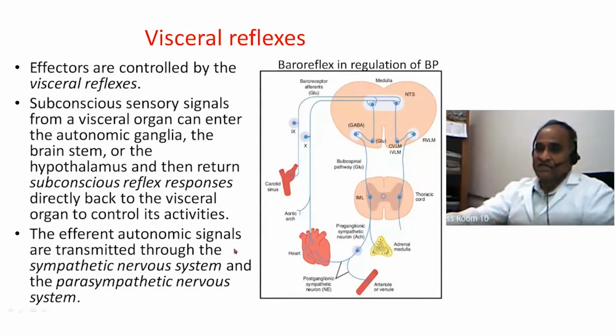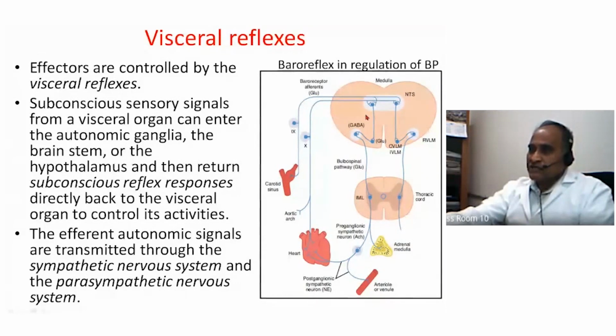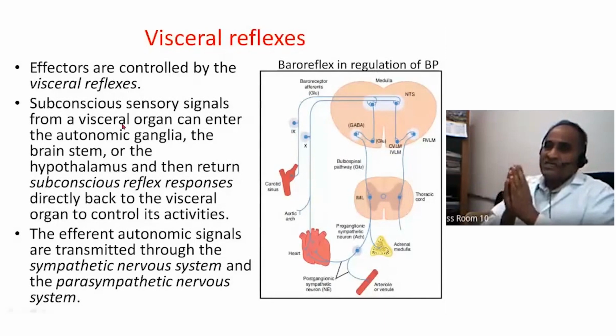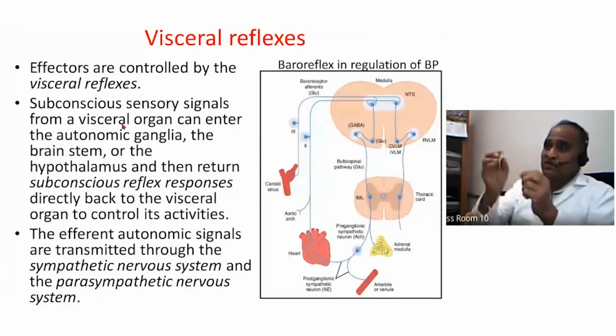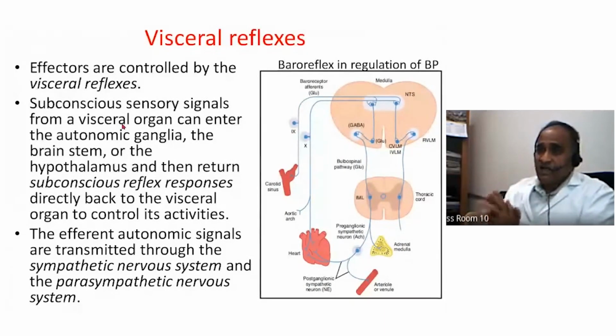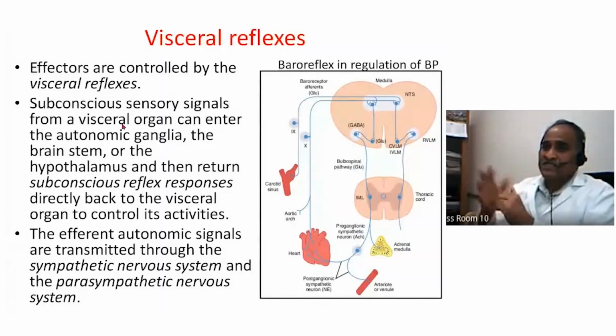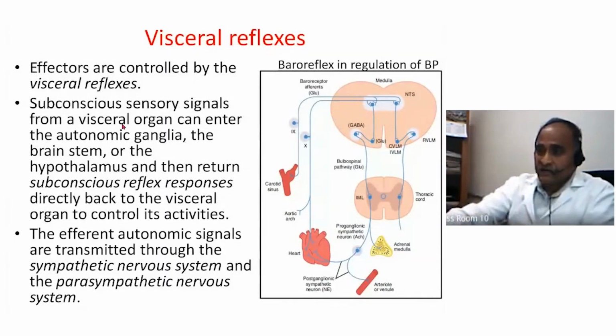That is the reflex. The efferent autonomic signals are transmitted through the sympathetic and or parasympathetic system. Here only the sympathetic is shown; the parasympathetic I mentioned. So this is how the various visceral reflexes operate. I have taken this as an example to show you how visceral reflexes operate. This figure was taken from HHL.